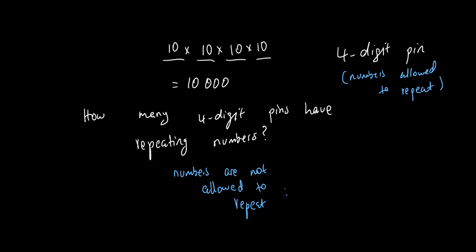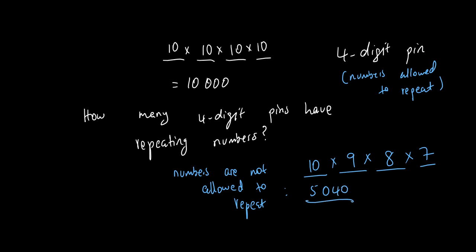How will I get it? I'll say, okay, it's a 4-digit pin. How many options do I have for the first number? I have 10 options. And then if I have chosen this number, I can't choose it again here. So I'll have 9 options, then 8 options, and then 7. Then you multiply. Guys, 10 multiplied by 9 multiplied by 8 multiplied by 7, the answer that we get is 5040.